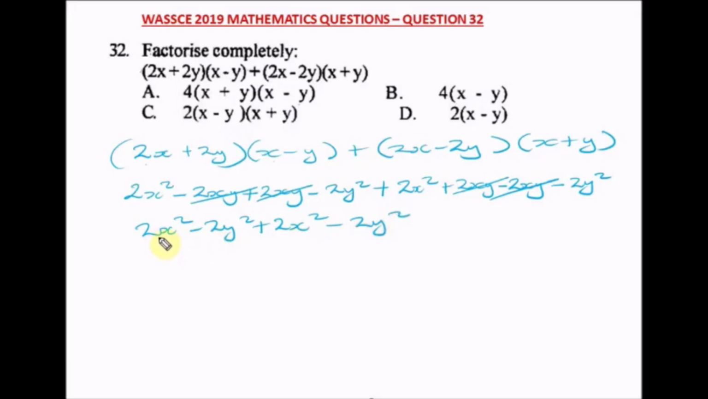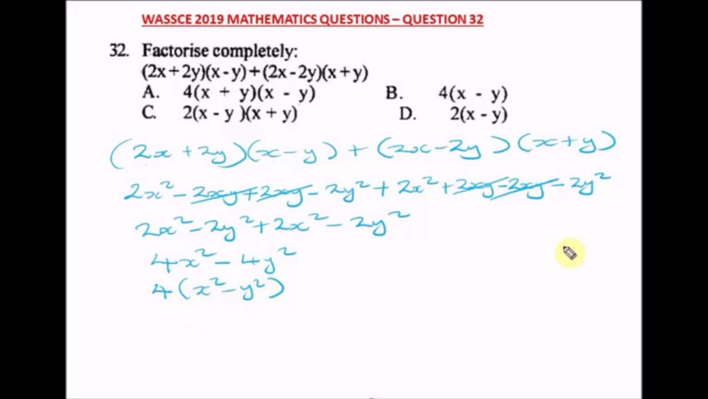Okay, so from here we can add up this 2x squared and this 2x squared. Since they are the same power, we have 4x squared. Then we can also add up minus 2y squared minus 2y squared, which will give us minus 4y squared. You know, it said factorize completely. We bring out the 4, and what are we left with? We're left with x squared minus y squared.